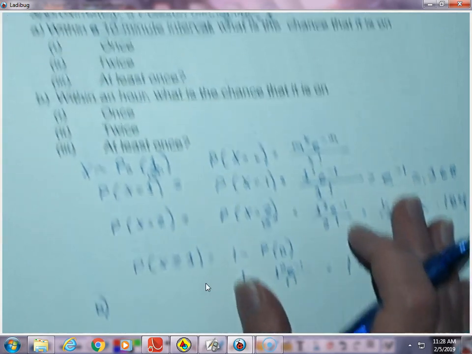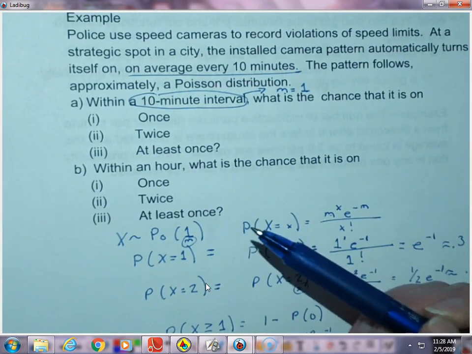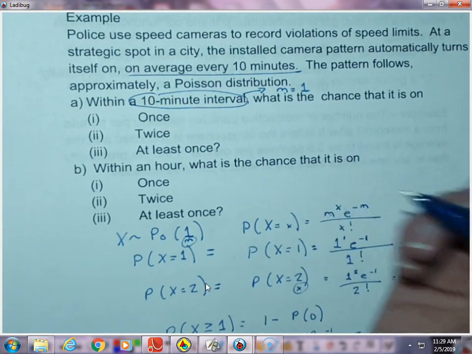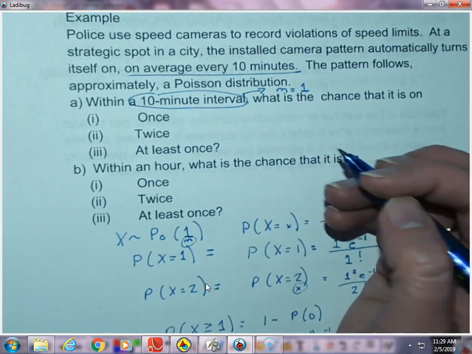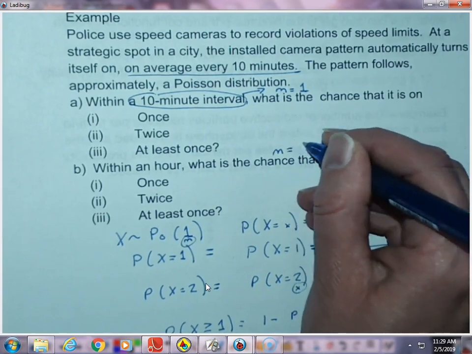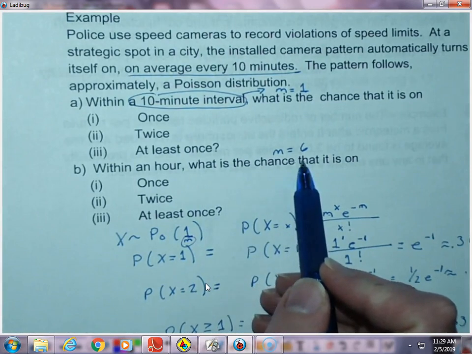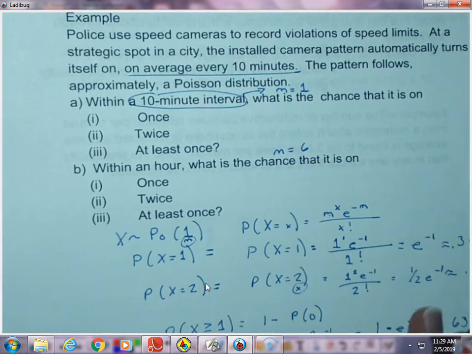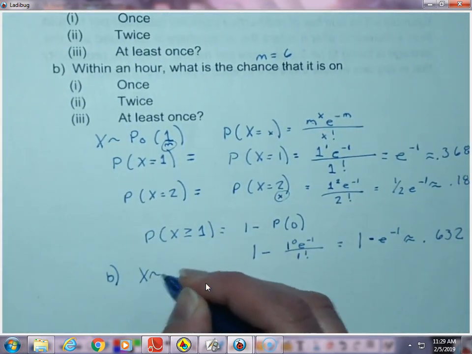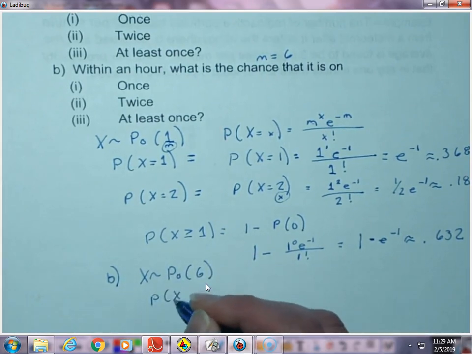Okay, now the problem changed and it said within an hour, what's the chance? And it's the same question. So what's the only thing that I have to change? Oh, it's 10. I was thinking 15. So I multiply. If it's one time in 10 minutes, in an hour it's going to be an average of 6. So it'll come on 6 times every hour. So it's a Poisson distribution with an average of 6, and the same questions though.